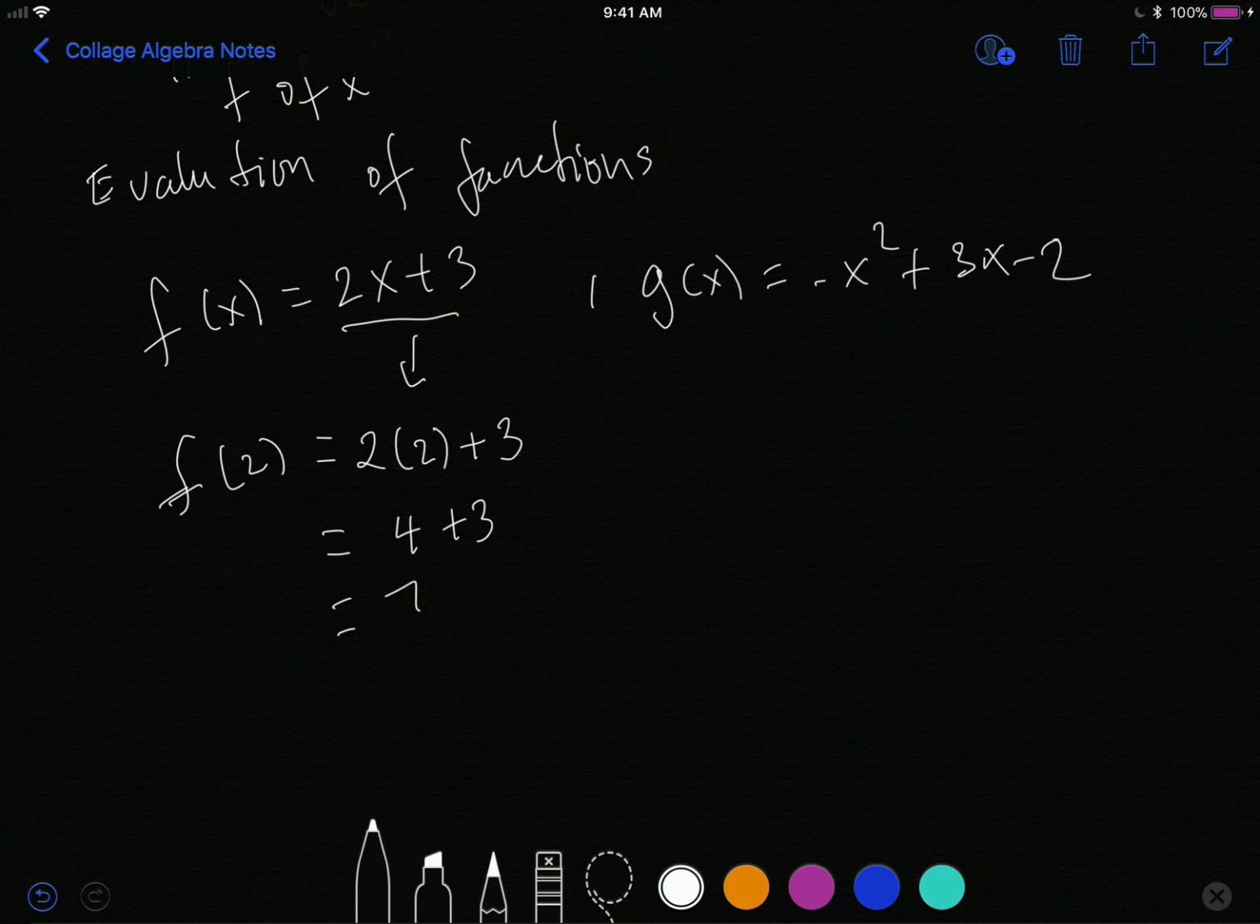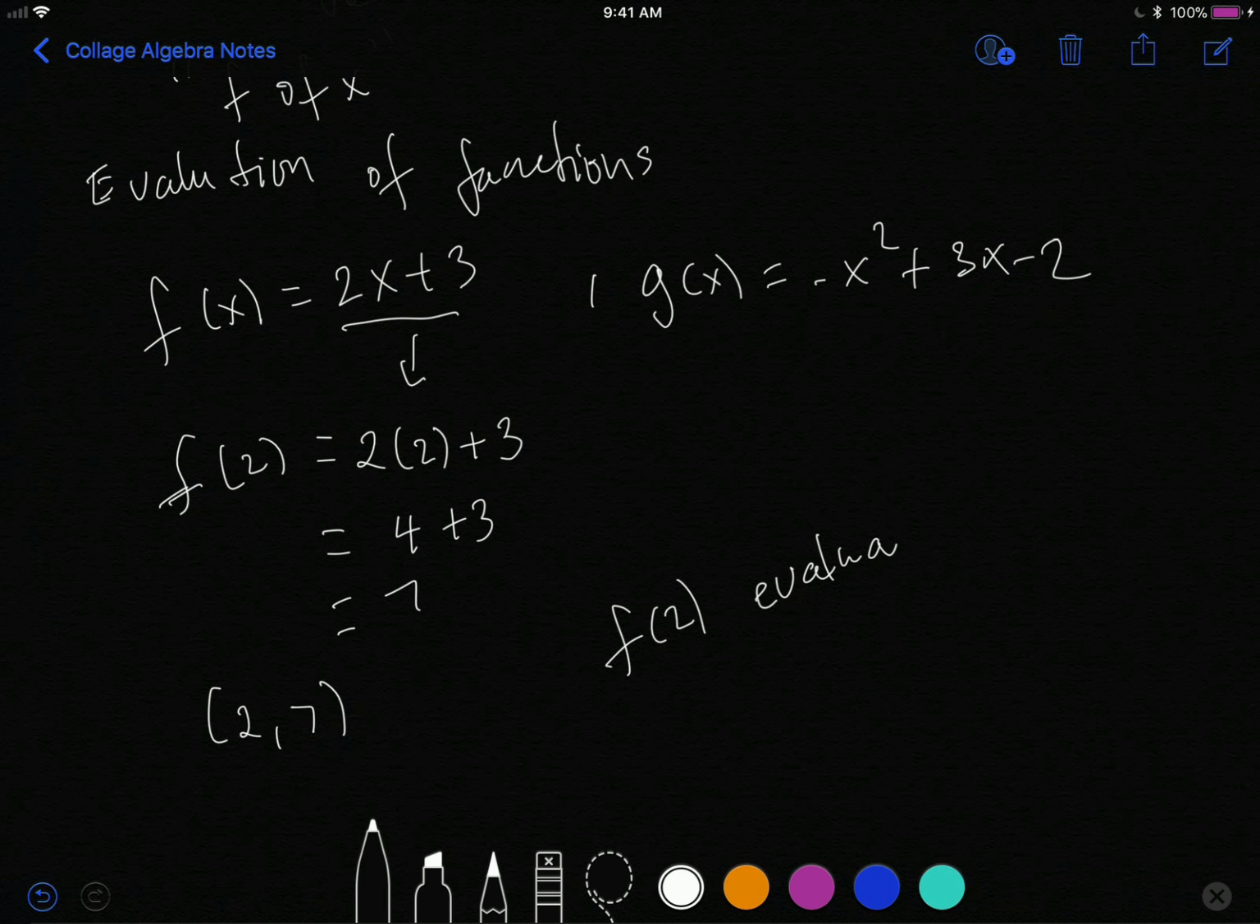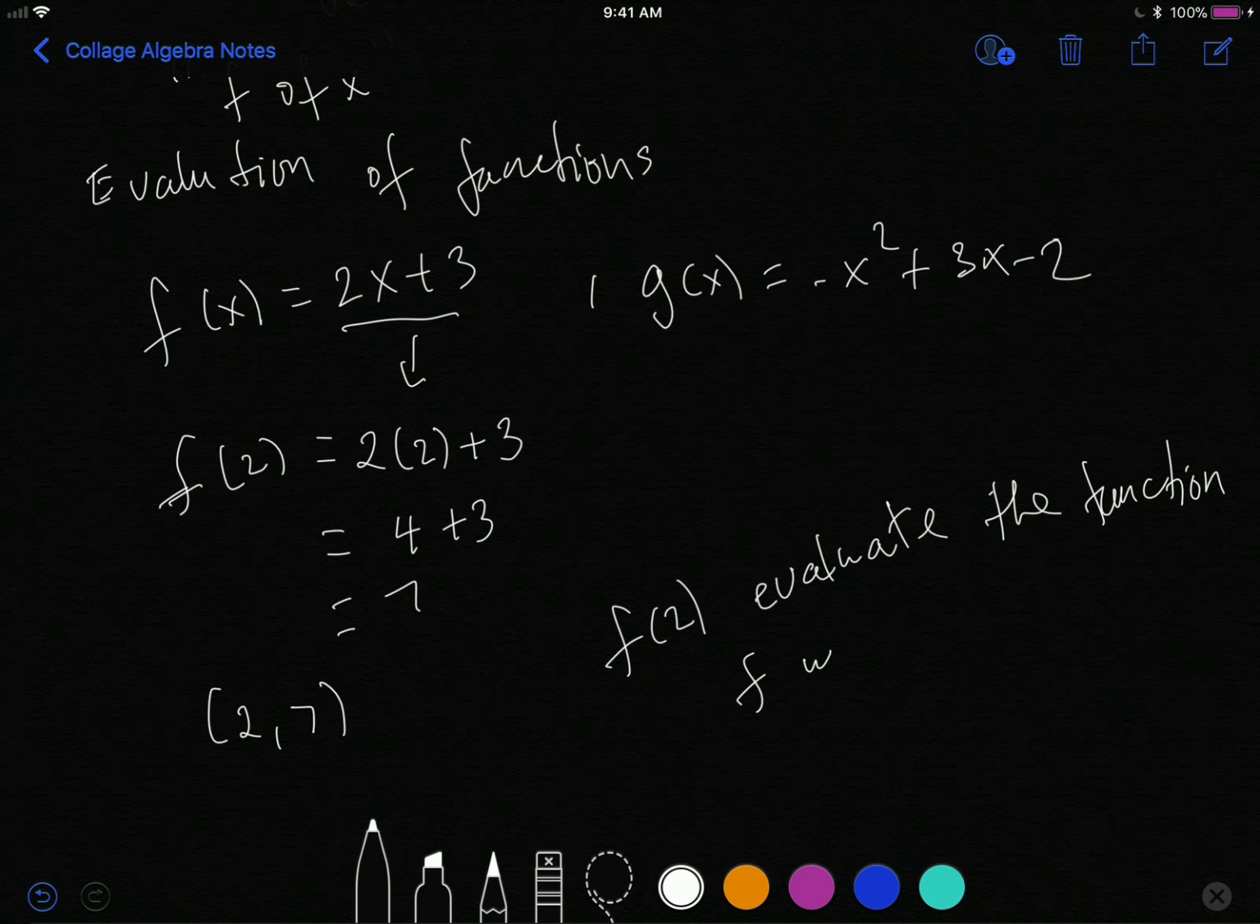We can also write this as an ordered pair. When I plug in 2, my result is 7. Again, we can see f of 2 means evaluate the function f when x is equal to 2. That means you've got some harder work to do. Now obviously that's just way too easy.